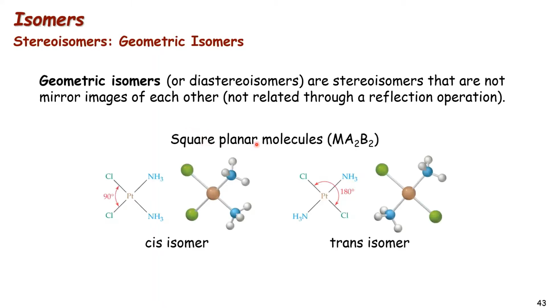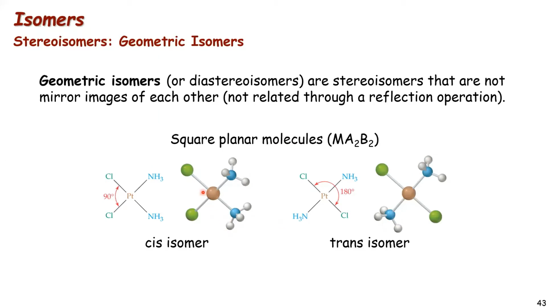So we have the square planar type molecule. We have the central atom, and then we have two different types of ligands, and there's two of each. Here's an example of that. We have the central platinum atom in this particular case, bound to two chlorides and to two ammonias. The same thing is true here. They're bound to two chlorides and to two ammonias.